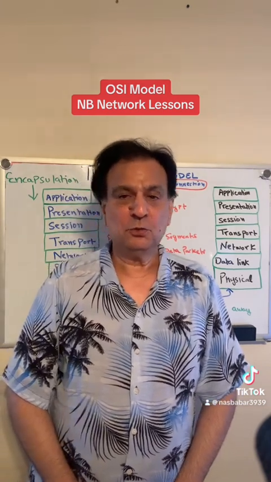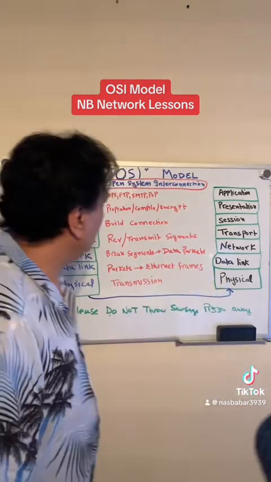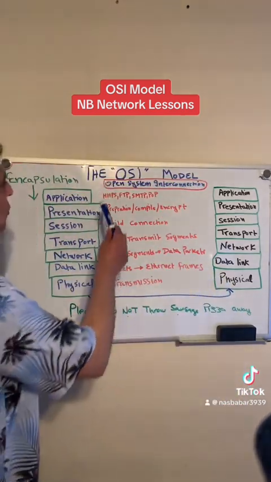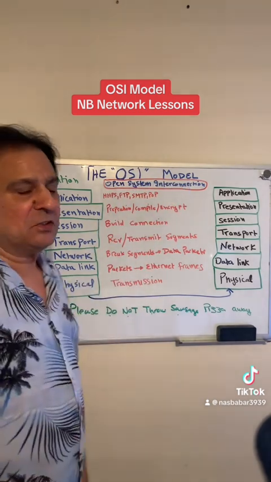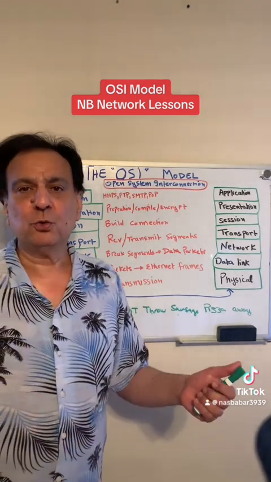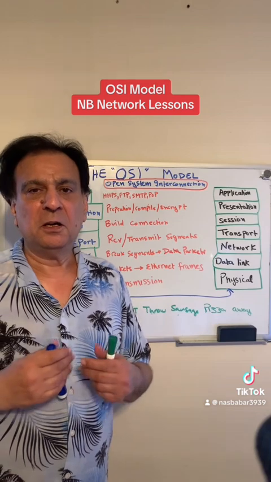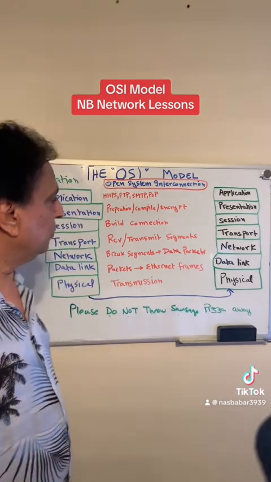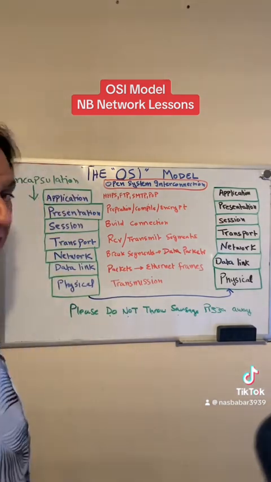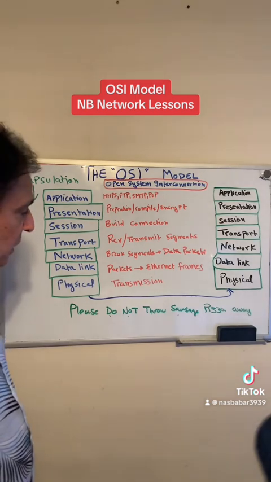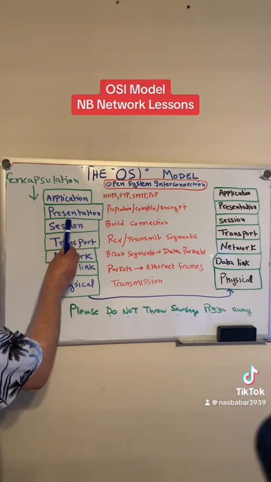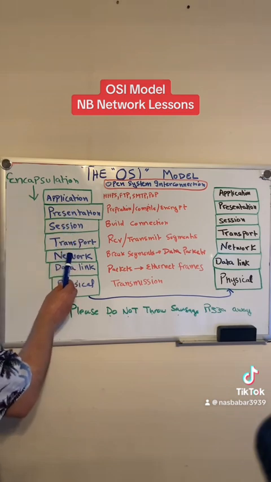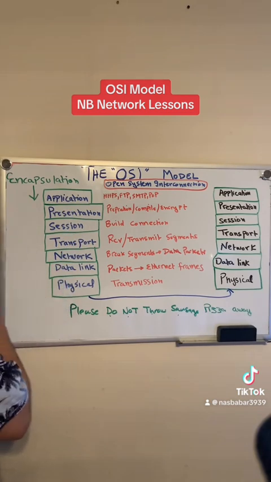Today's topic is the OSI model. OSI stands for Open System Interconnection, and it's a widely used standard protocol model. So let's look at the different layers of the OSI model. The OSI model has application, presentation, session, transport, network, data link, and physical.